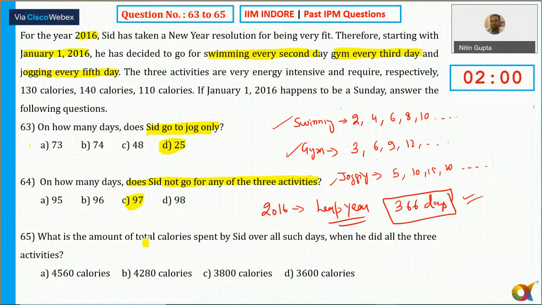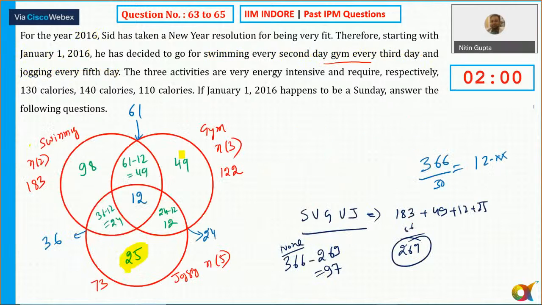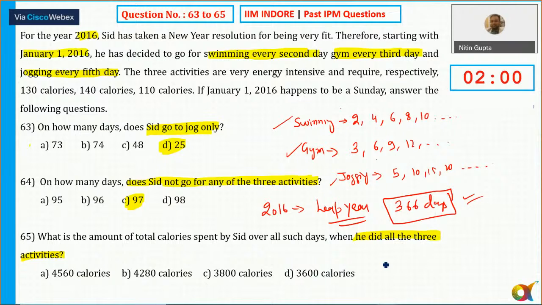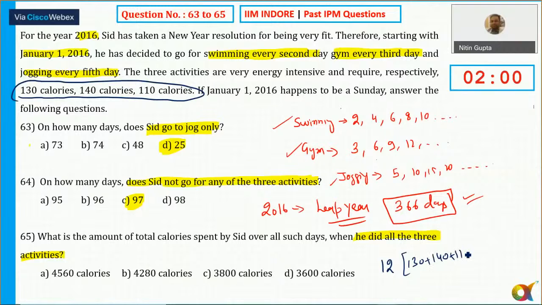And the last one: what is the total calories spent by Sid over all the days when he did all three activities? On how many days was he involved in all three activities? 12 days. So that is 12. And we know the number of calories, so I can say 30 plus 140, 110. Solve this, and it comes out to be 4560 calories. So the answer is option A, 4560.